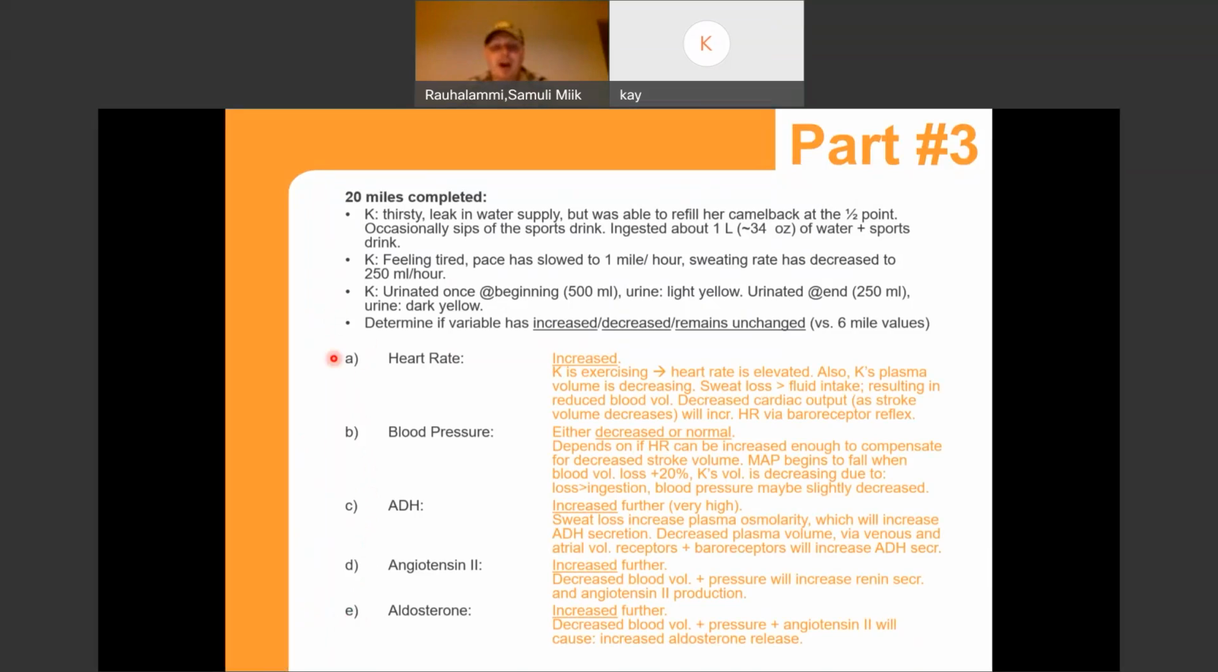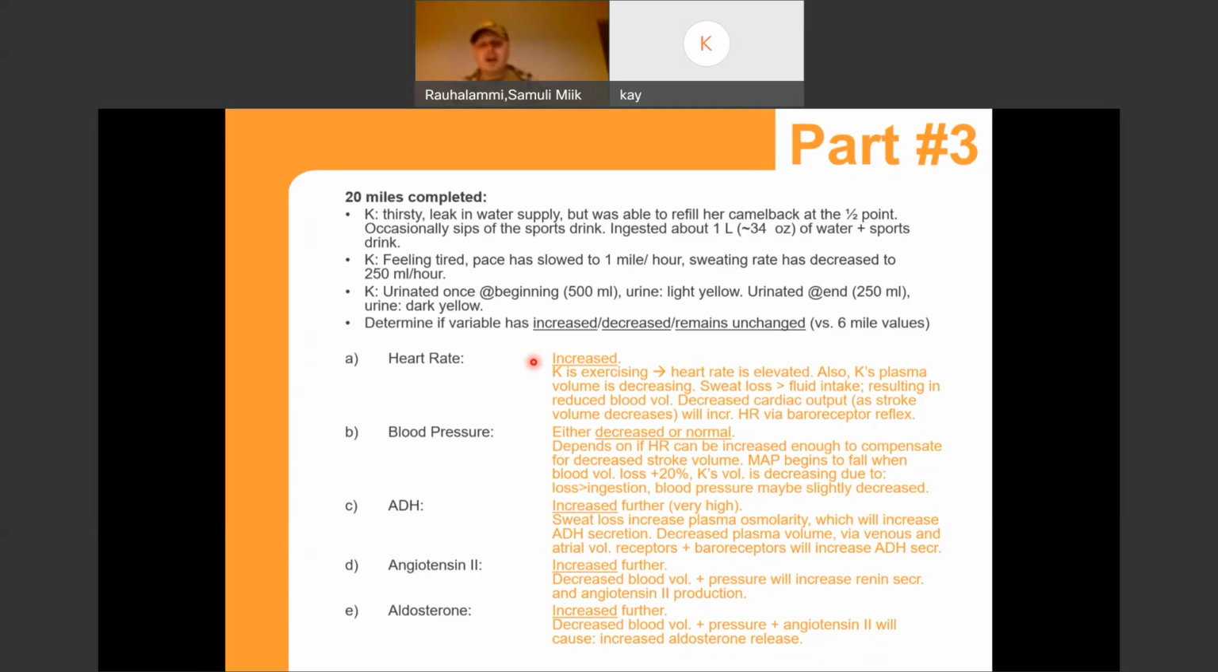What's going on? Well, her heart rate is going to be increased. First of all, it's increased because she's still exercising. But another reason her heart rate is going to be increased is because she is losing blood plasma. So she's not getting enough fluids, and she's now starting to get dehydrated. Because her sweat loss is greater than her fluid intake, she now has less volume of blood in her cardiovascular system. So in response, as the stroke volume decreases, the cardiac output will also decrease.